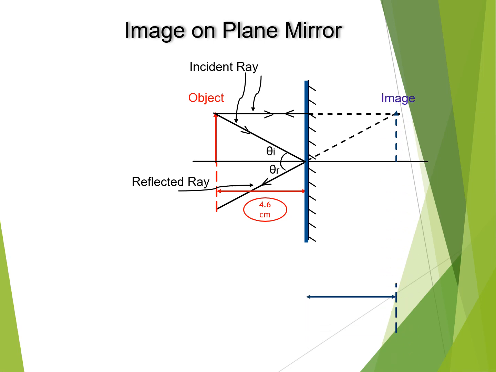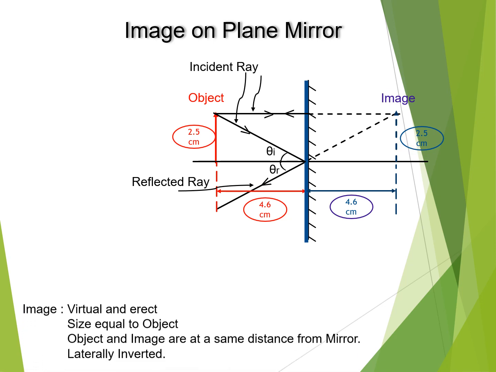And the distance between the plane mirror and the image shall be equal to the distance between plane mirror and object. So these two distances shall be same. If this is 4.6 centimeter, this is also 4.6 centimeter. Also, if the height of the object is 2.5 centimeter, the height of the image shall also be 2.5 centimeters.